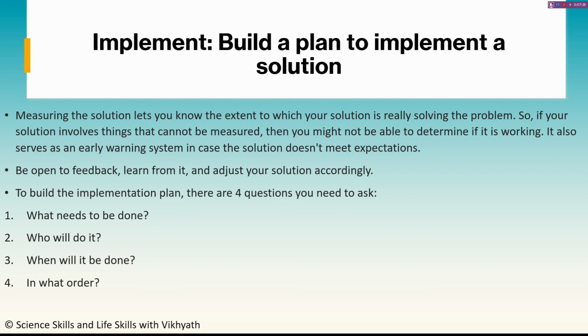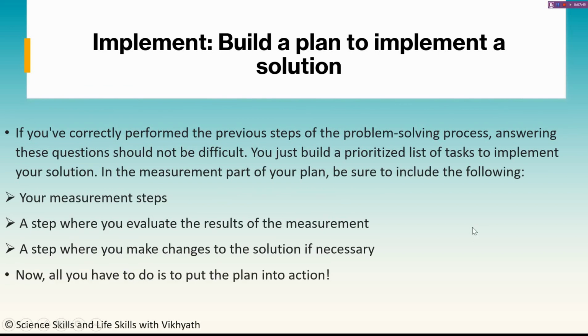So to build the implementation plan, there are 4 questions you need to ask. What needs to be done? Who will do it? When will it be done? And in what order? If you have correctly performed the previous steps of the problem solving process, answering these questions should not be difficult. You just built a prioritized list of tasks to implement your solution.